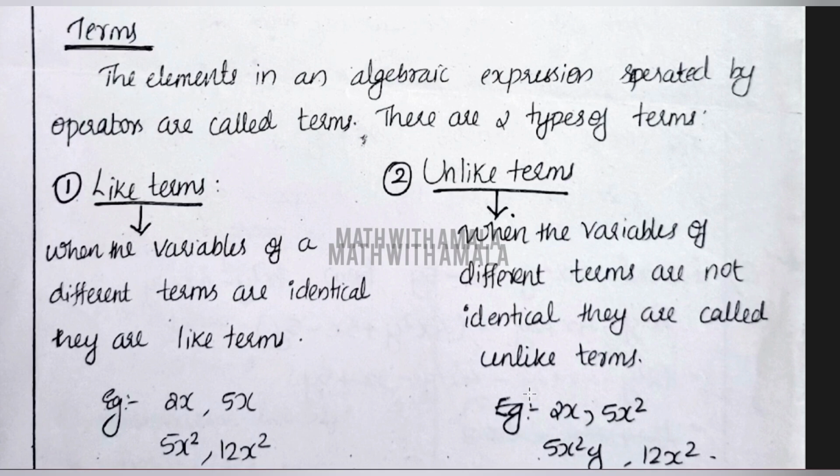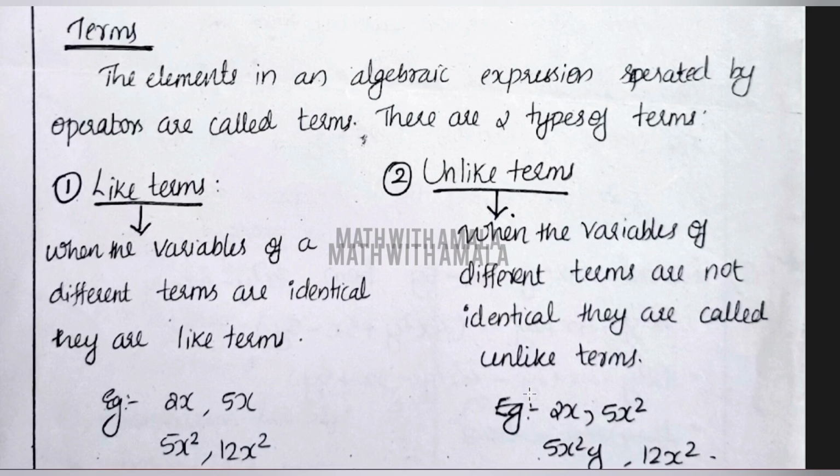When the variables of different terms are identical, they are like terms, like 2x, 5x, 5x², 12x². Here 2x and 5x are like terms, and 5x², 12x² are like terms. When the variables of different terms are not identical, they are called unlike terms, like 2x and 5x². Here the degree or the power of the variable is different. Even if the coefficients are different, the variable must be in equal power. Then only they are like terms, otherwise they are unlike.